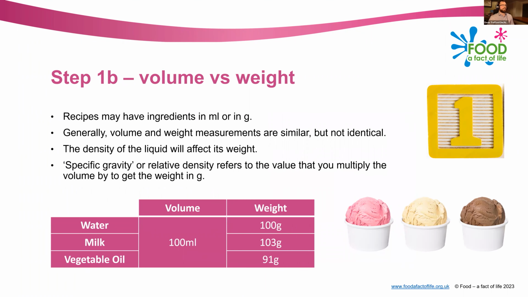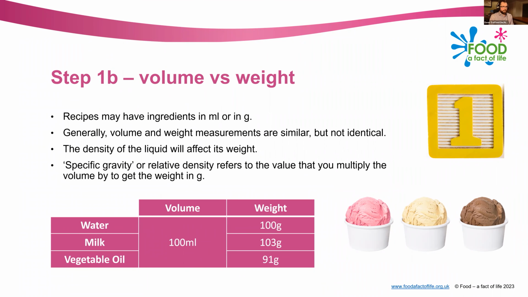Another thing to consider is volume and weight. You may see in recipes that ingredients are in millilitres or in grams. Most of the time, volume and weight measurements are similar, so millilitres and grams will be quite similar. However, different densities of liquid can affect its weight. You can see in the table here at the bottom the example of water, milk, and vegetable oil.